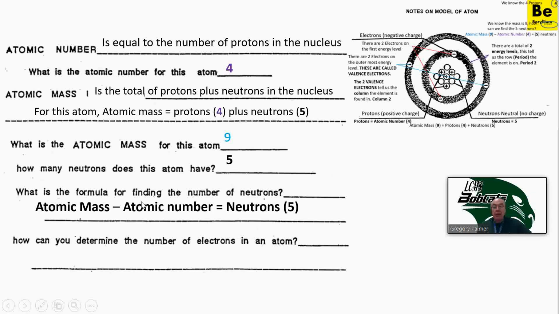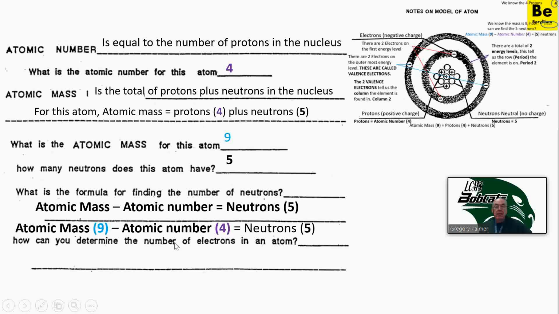So what's the formula for finding the number of neutrons? We take the mass, which in this case is 9, minus the atomic number, which is 4, and we get the 5 neutrons. So I put down our specific case, atomic mass 9 minus the atomic number of 4 equals our 5 neutrons. And this is important because you're going to be asked, for different elements, to find out how many neutrons there are, and it's not specifically listed here in a box of the periodic table. It is something you have to calculate.